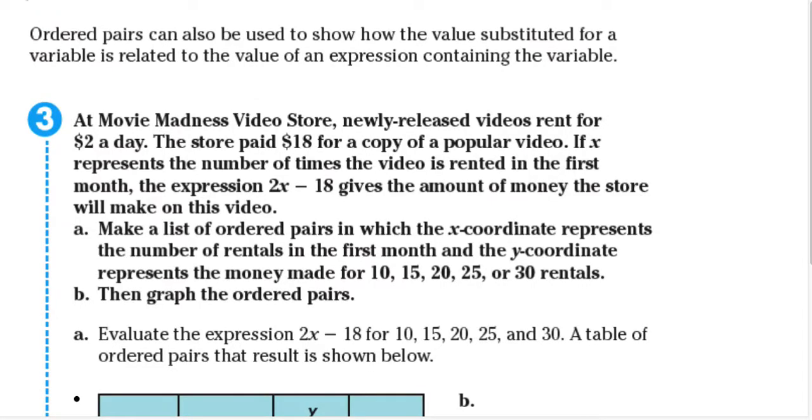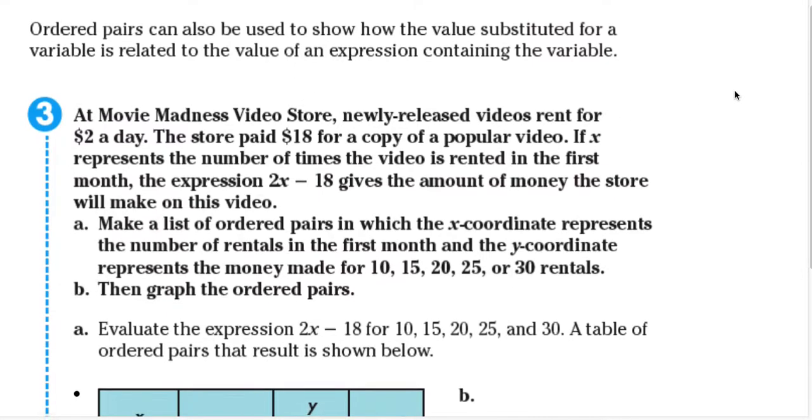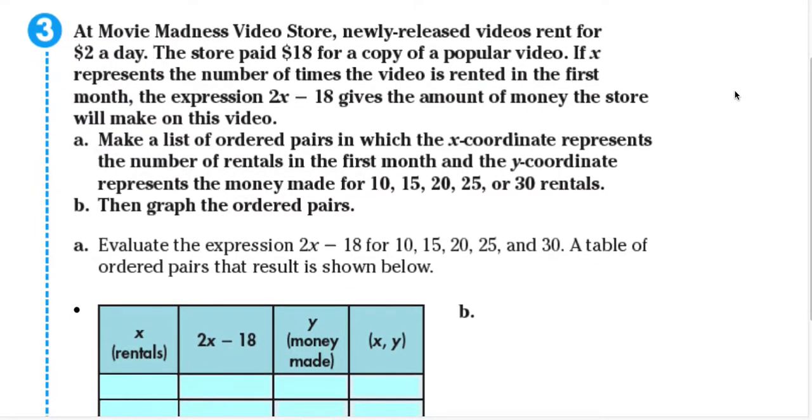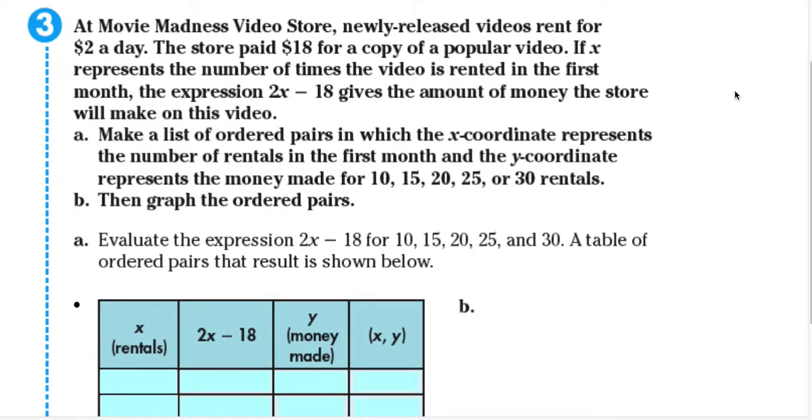Another concept. Ordered pairs can also be used to show how the value substituted for a variable is related to the value of the expression containing the variable. So this example is probably the most important of all the examples, because this is not review. Examples 1 and 2 are review from previous classes. This one is not. Let's take a look at example 3.